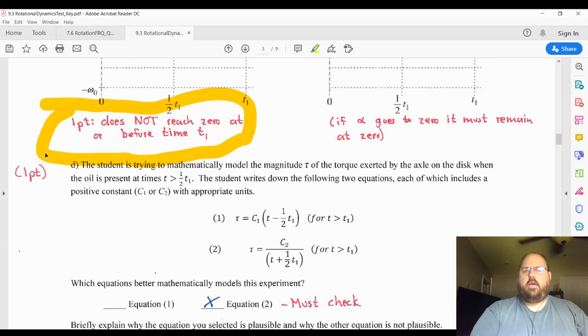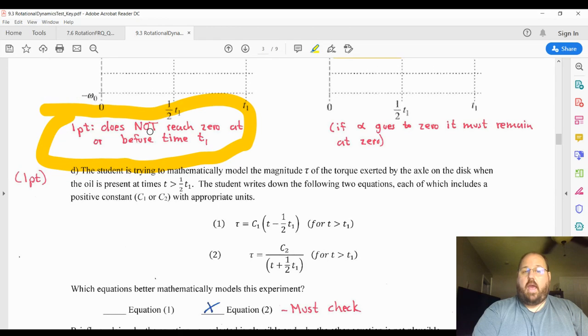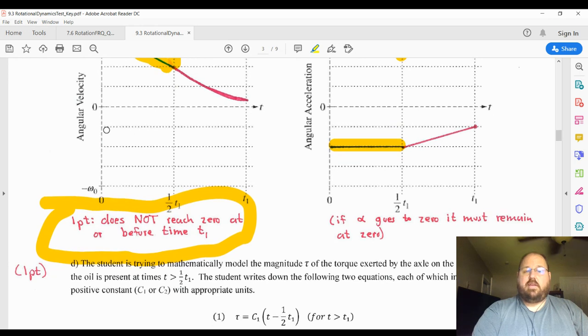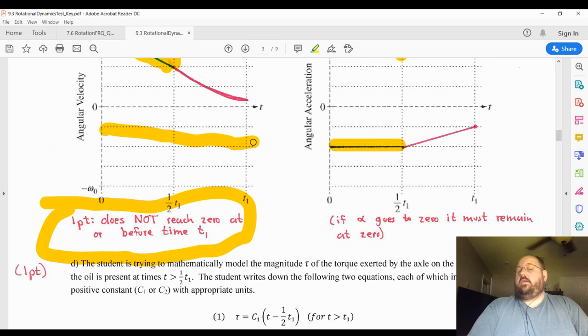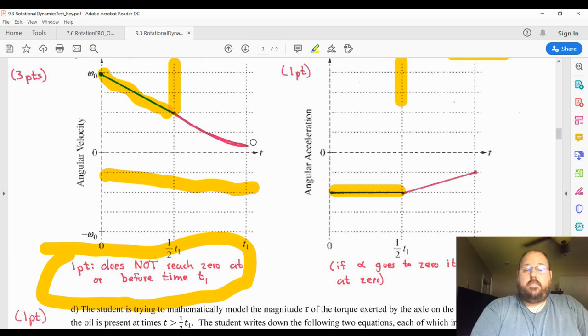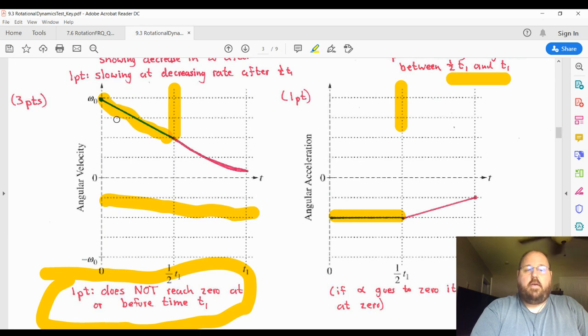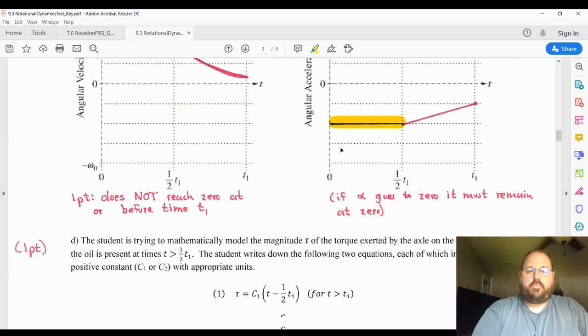So where do we get that from? Well, before, it stopped at time T1. If we take away friction, it's going to still be spinning at time T1. So if your graph does not reach zero at or before time T1, then you get 1 point. So I kind of interpret that as meaning you just draw whatever random thing, as long as it never goes to zero, you would get that third point. So it's a total of 3 points for the graph of angular velocity versus time, 1 point for the graph of angular acceleration versus time.